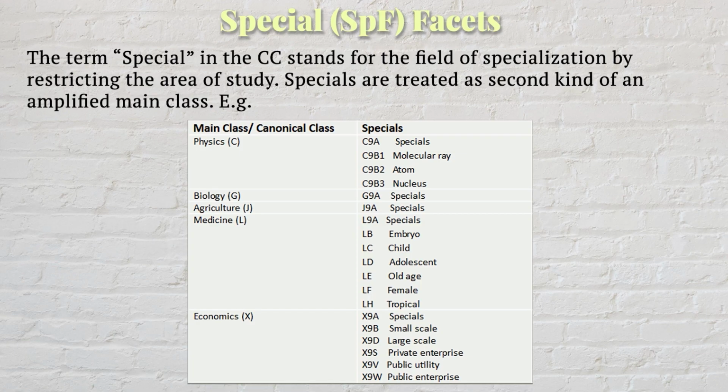Then in biology we get G9a specials. In agriculture we get G9a specials. There are specials facets listed there. And again in medicine we get embryo, child, adolescent, old age, female, tropical medicine. These are all treated as specials in main class medicine. Again in economics we also get some special facets.